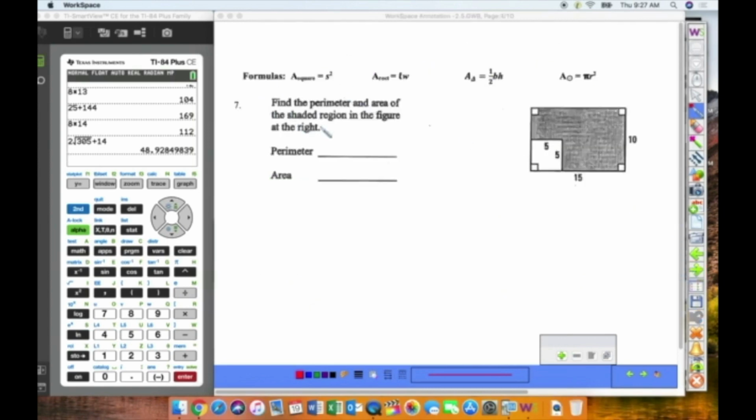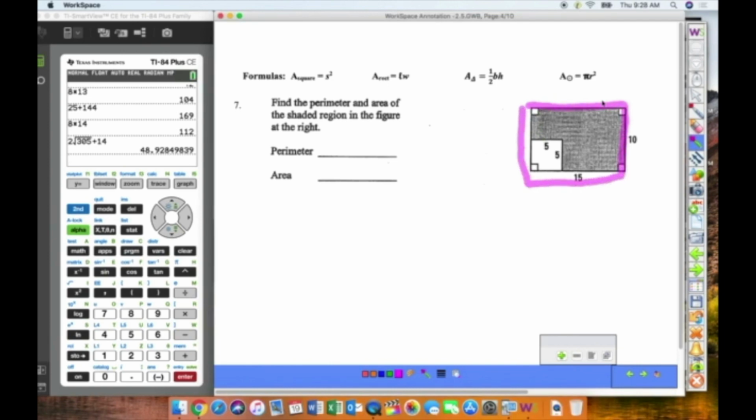Find the perimeter and area of the shaded region in the figure at the right. So you can see we've got some general shapes here. I've got this big overall shape right here, this pink guy. I've got a big rectangle, which is 10 by 15.